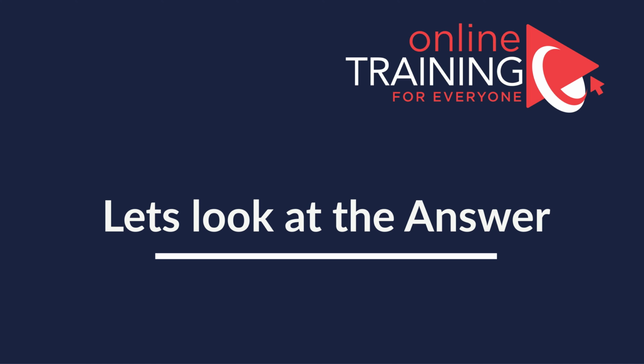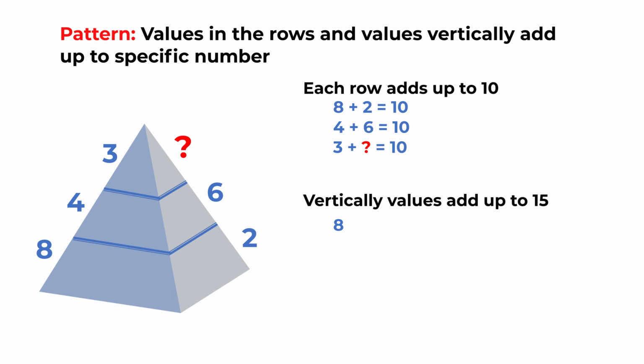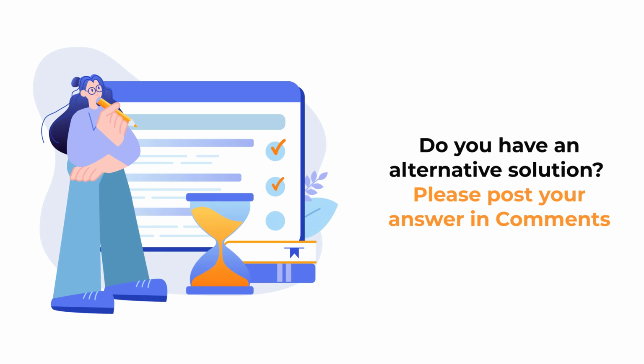As you might have figured out, the key to solve these types of challenges is always look for patterns. And if you look closely, each row adds up to 10. And vertically, values also add up to 15. So the correct answer here is choice C, 7. Hopefully you nailed this question and now know how to answer similar problems on the test.